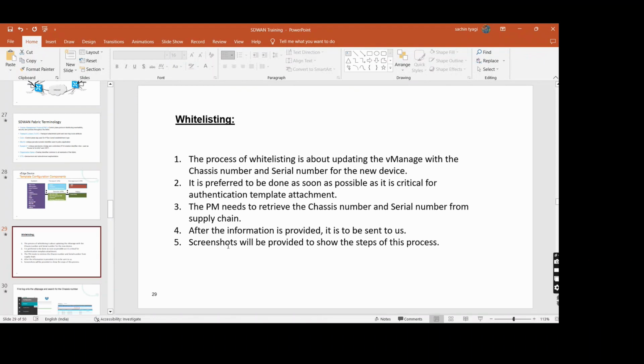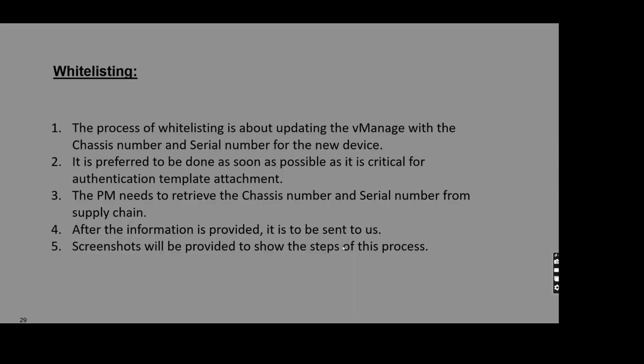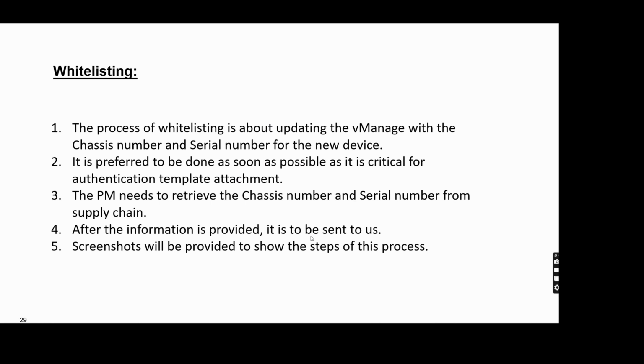Okay, now we will discuss this whitelisting process, how you can do the whitelisting. The process of whitelisting is about updating the vManage with the chassis number and serial number for a new device. It is preferred to be done as soon as possible. It is critical for authentication template attachment.